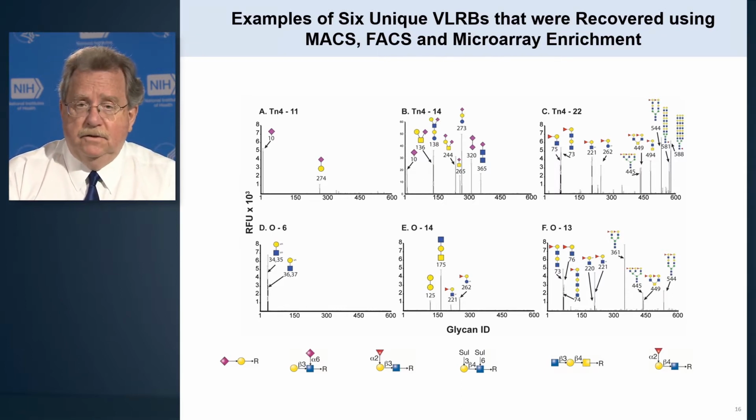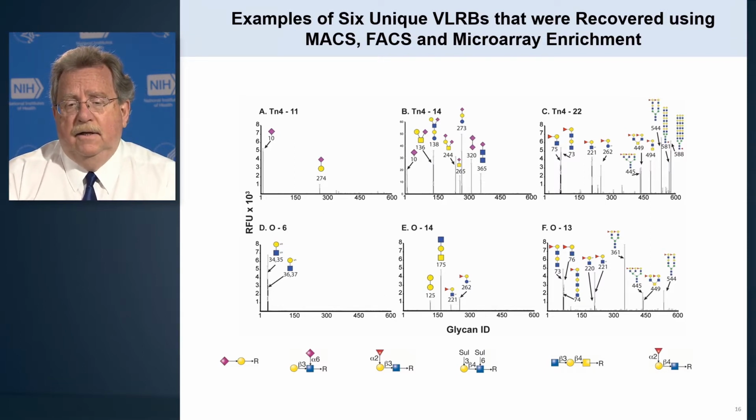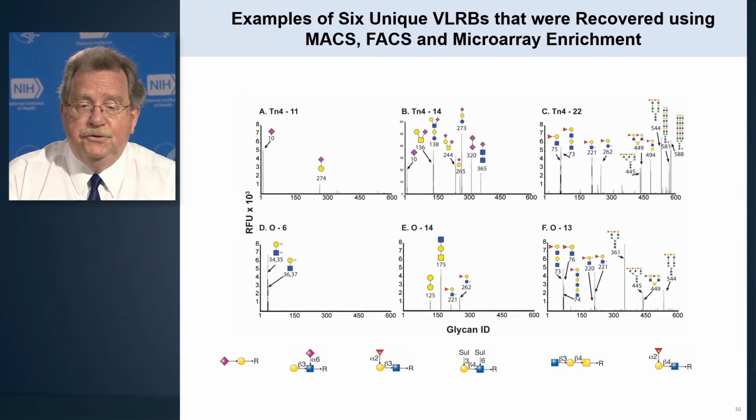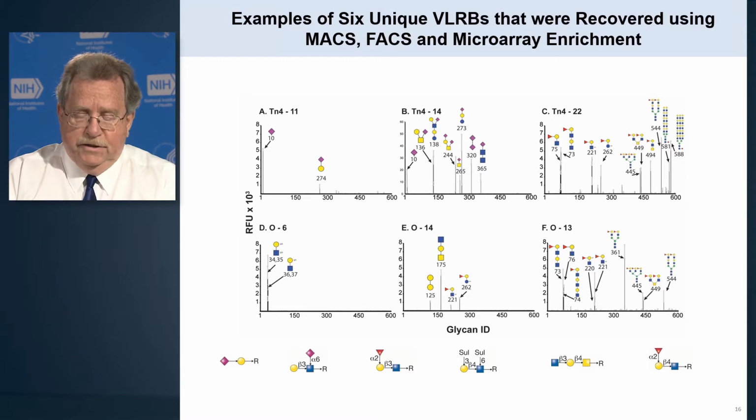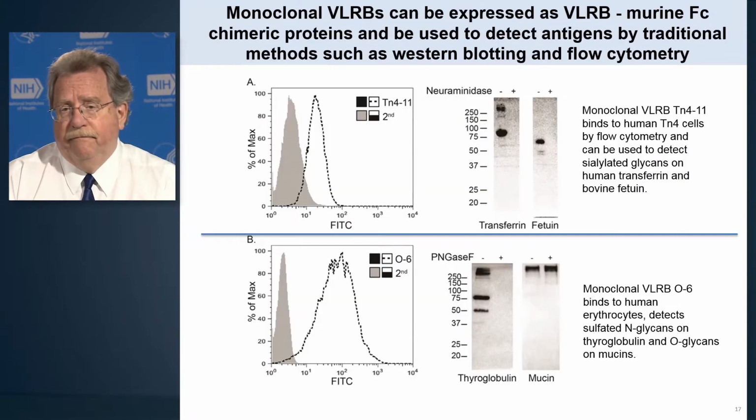Some of them have fucose, which is the red triangle. Some of them have sulfate, called SUL. Some of them have terminal N-acetylglucosamine, the blue square, and so forth. Each antibody recognizes a different antigen.